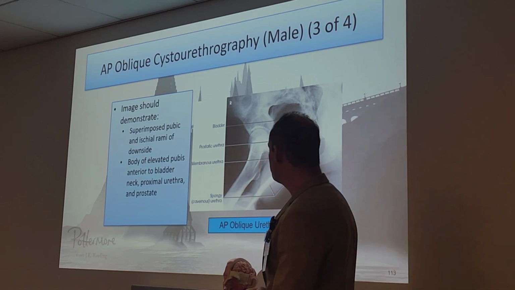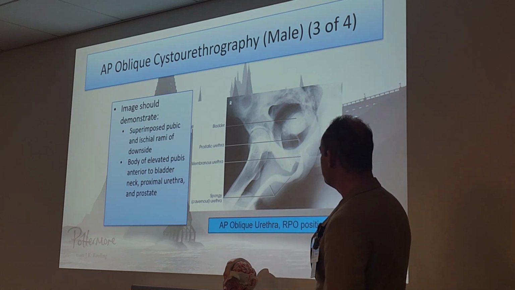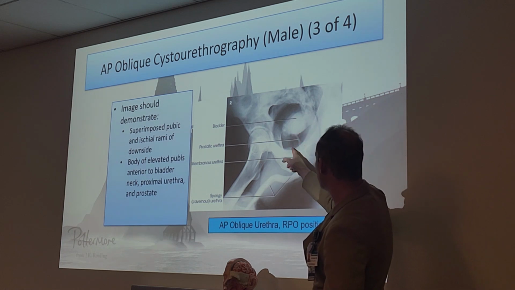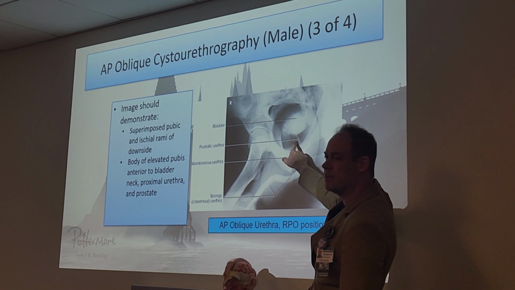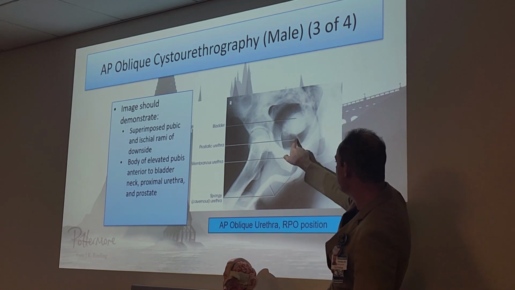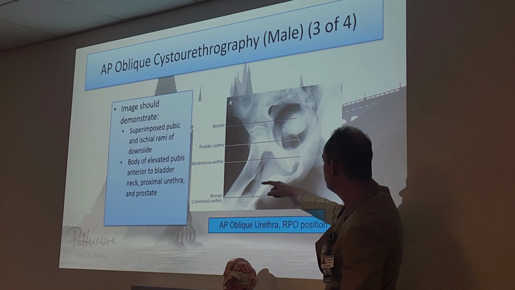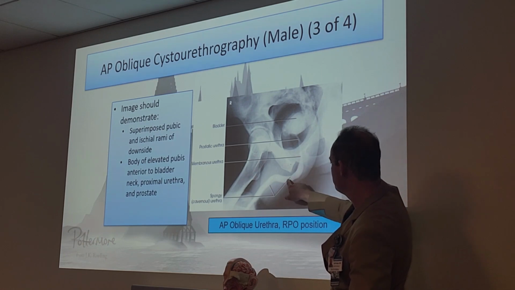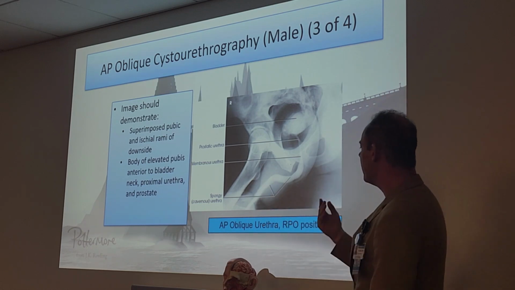So we're going to see the superimposed pubic and ischial rami of the downside, as what we see right here, and the body of the elevated pubis anterior to the bladder neck, proximal urethra, and prostate, which would be right around here. You can actually see right here the prostate is constricting the urethra slightly on this patient. It's very thin right here. It should be a little wider, like you see over here. So prostatic urethra, membranous urethra, bulbous, and here's that spongy penile urethra before it exits the body.